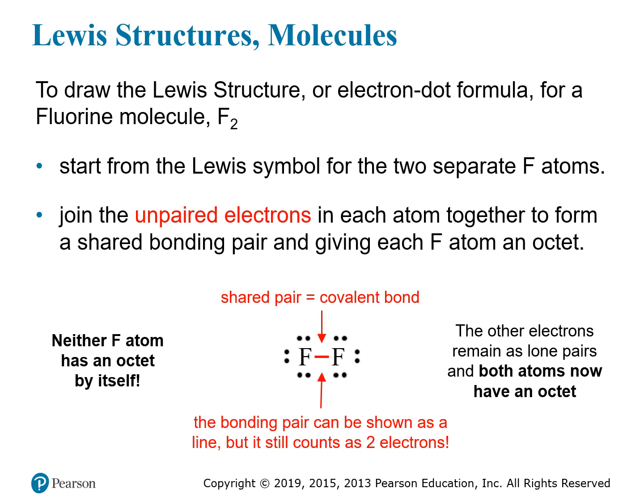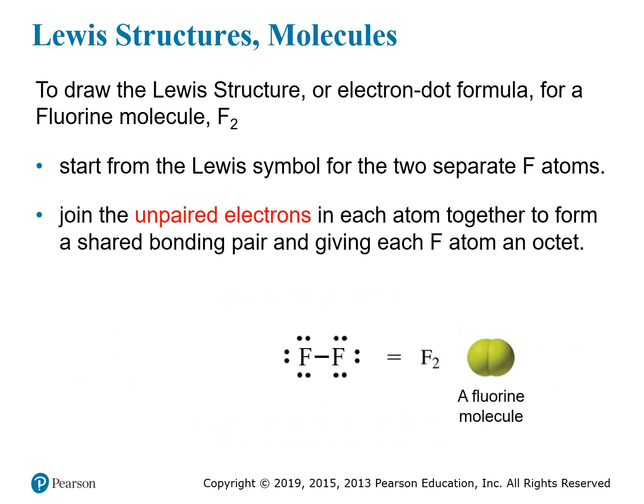And again, we can replace the bonding pair with a straight line to indicate the bond, as long as we remember that that still counts as 2 electrons when we're counting up valence electrons. And so this is the Lewis structure for the molecule whose simple molecular formula is just F2. Okay? This is a fluorine molecule. This is a space-filling model of it here, which just shows a little bit how the atoms actually stick together, in a sense.